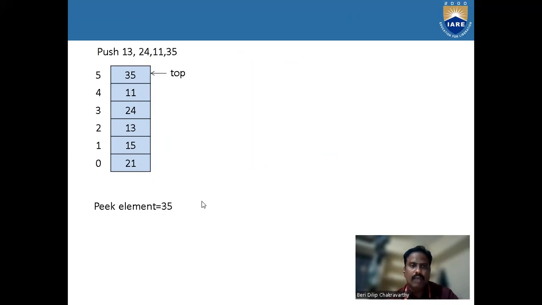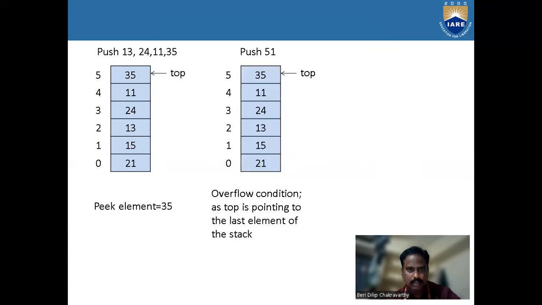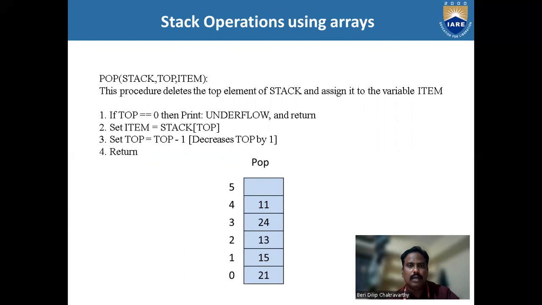Now, if I am trying to push one more element, what happens? As top reaches the maximum size, already top is at position 5. That means six elements are already there. The stack is full now, so we will get a condition called stack overflow. If you are trying to push 51, we'll get an overflow condition, as top is pointing to the last element of the stack. Is that clear? So that is about push.